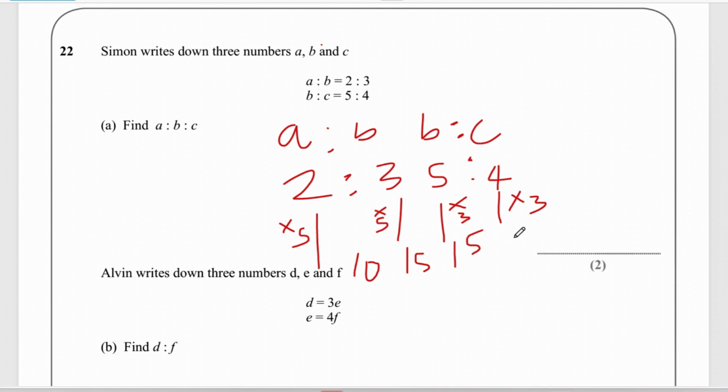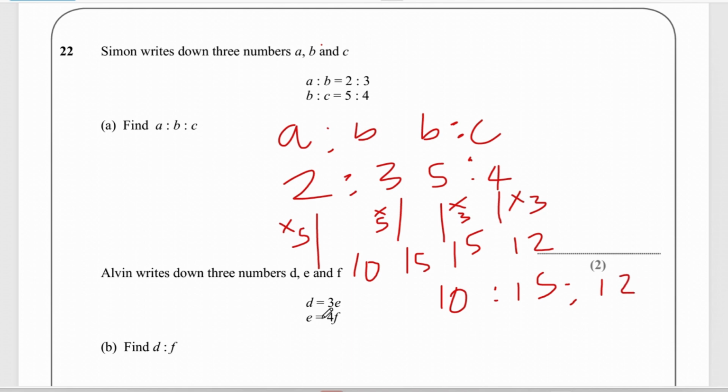And 4 times 3 will give you 12. Okay, so you got 10, 15. Now you can pick just one of the 15. So you have 10 to 15 to 12. So that will be A to B to C.